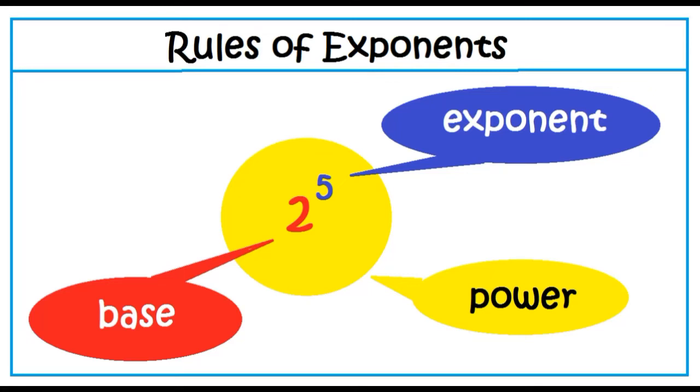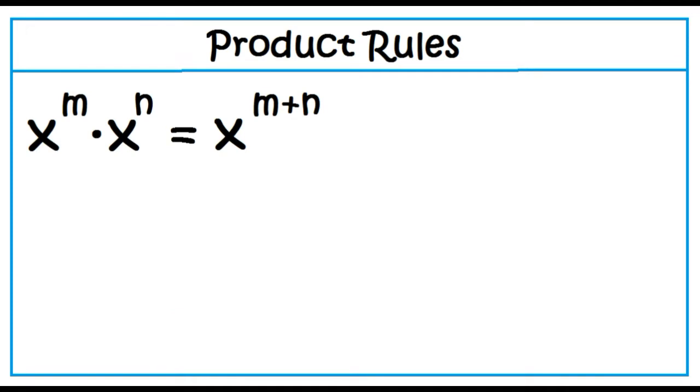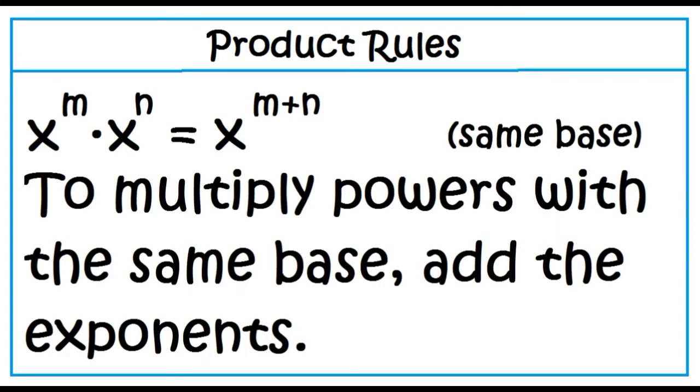Rules of exponents. x^m times x^n equals x^(m+n). To multiply powers with the same base, add the exponents.